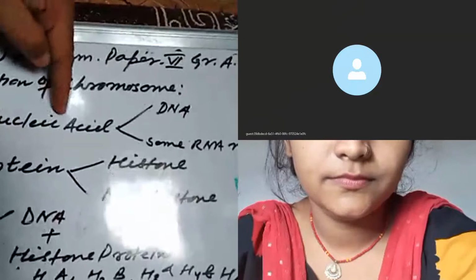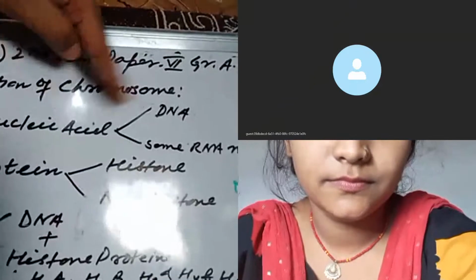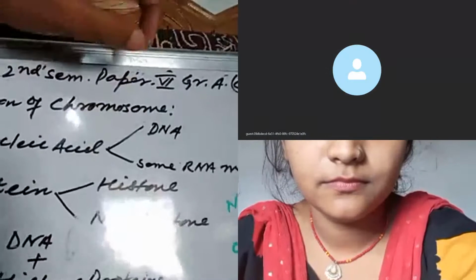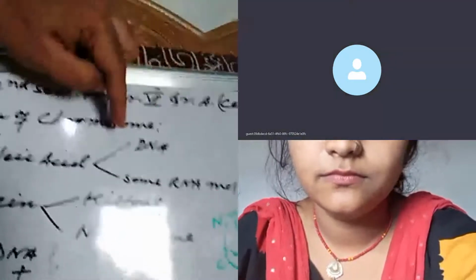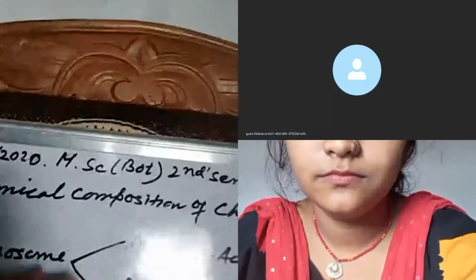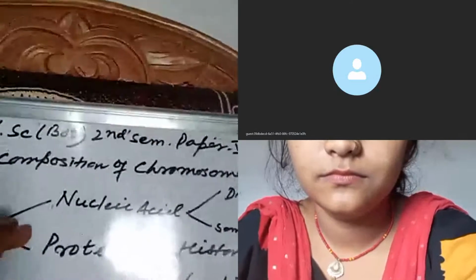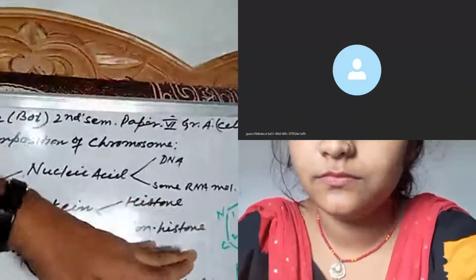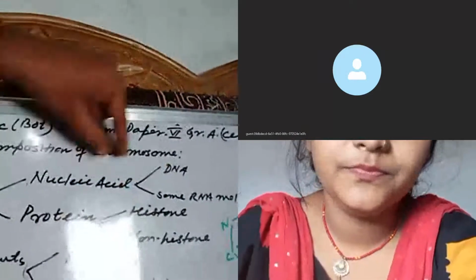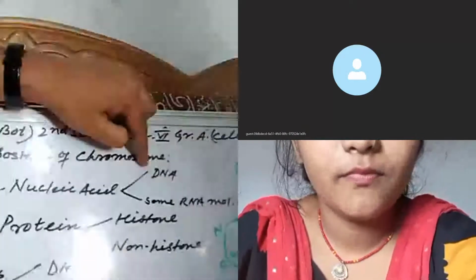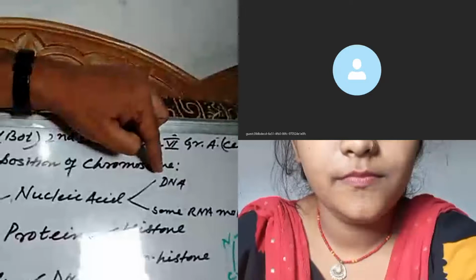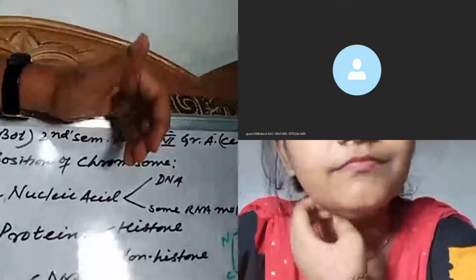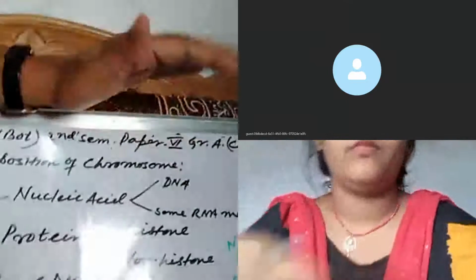Similarly, the nucleic acid present in the chromosome is DNA, but a few molecules of RNA are also found in the chromosome. So in this way, chemically the chromosome consists of two main components: nucleic acid and proteins. Proteins are of two types: histone proteins and non-histone proteins. The nucleic acid includes mostly DNA and a very few RNA molecules like mRNA and ribosomal RNA etc.